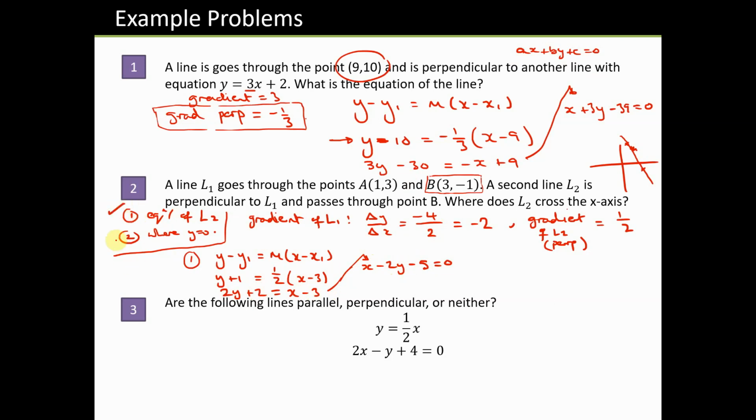I've done this step. And now I want to find where y equals 0. So that would be x minus 5 equals 0. So x equals 5. So where does L2 cross the x-axis? My answer would be (5, 0).